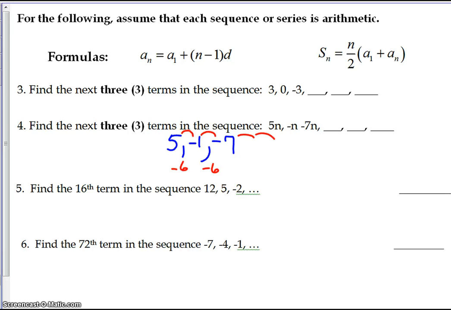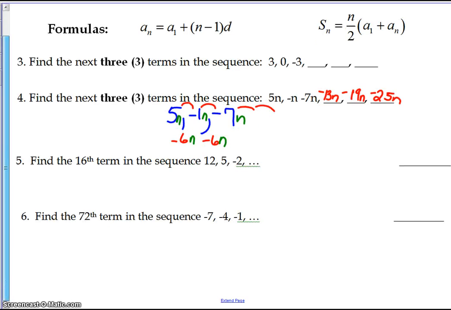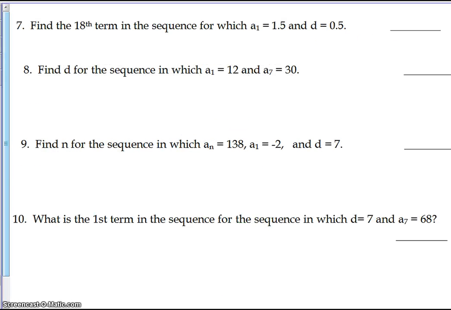Well, the fact that we technically have this n here too means that we're subtracting 6n each time. So my next one here would be 13n, and then negative 19n, and then negative 25n. Okay, I think I showed you already how to do 5 and 6. Let's look at a little bit more difficult one. We know how to do 7 and 8. We did a bunch of these.